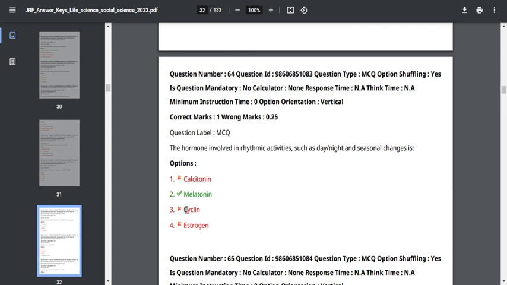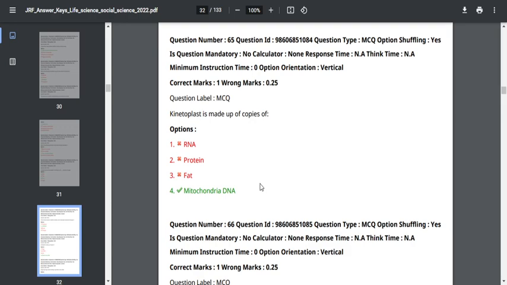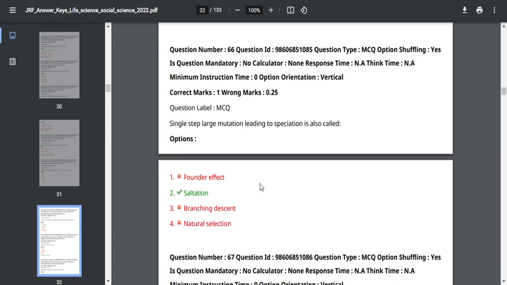Okay, because cyclin is a cell cycle protein involved in cell cycle checkpoints. Estrogen and calcitonin don't have a role in controlling rhythmic activities. The correct answer is melatonin. Okay. Next, kinoplasm is made up of mitochondrial DNA.